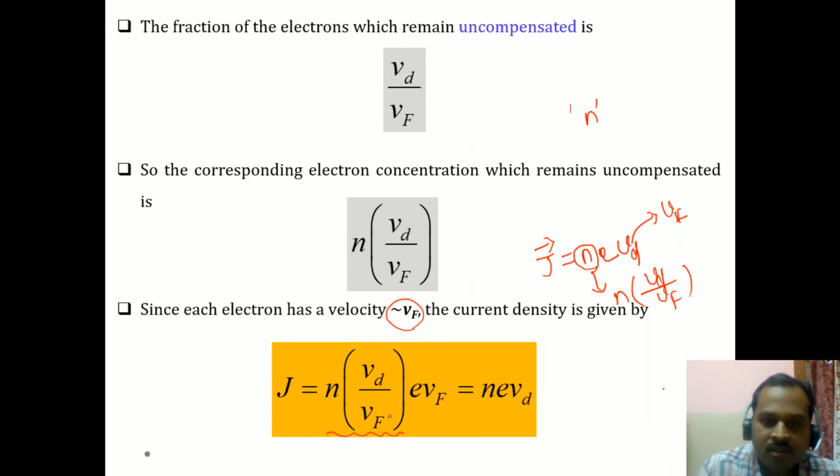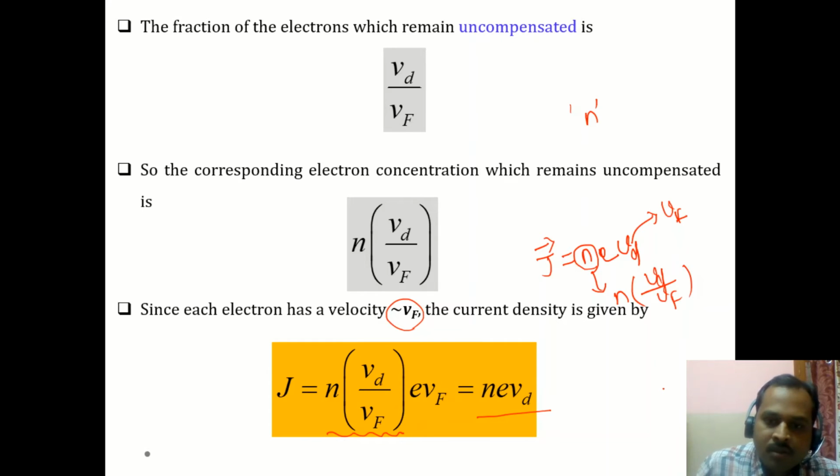This is the fraction of the electrons, or the electron concentration, which contribute to the current. e is the charge of the electron and Vf is the velocity of the electron. So we can see that we are coming back to the same relation that we had seen in the classical Drude model. So the current density remains the same.